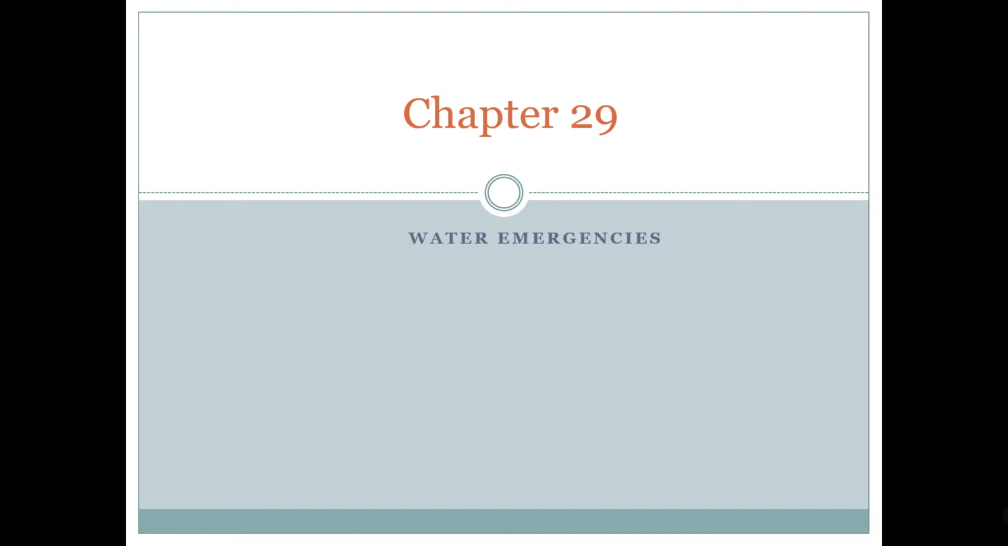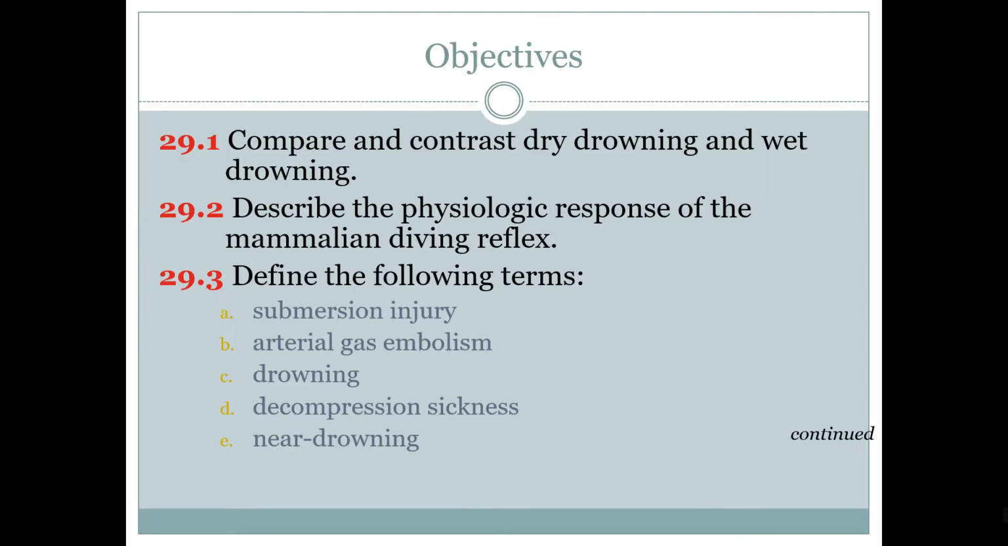We're going to be talking about water emergencies from Chapter 29. The objectives: compare and contrast dry drowning and wet drowning, describe the physiological response of the mammalian diving reflex, define the following terms: submersion injury, arterial gas embolism, drowning, decompression sickness, and near drowning.